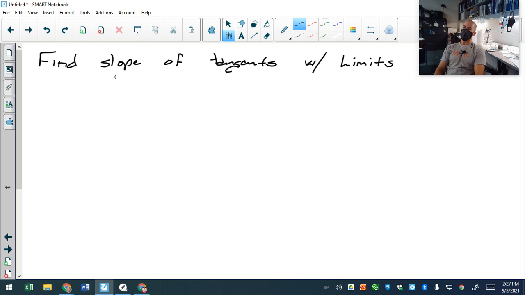But the slope of tangents with limits. First, I guess we need to know what a tangent is. A tangent is a line that, and this is a Carboni definition, a mathematician would look at this and probably cringe or squinch his face up really funny. But I'm going to say it's a line that just balances on a curve.